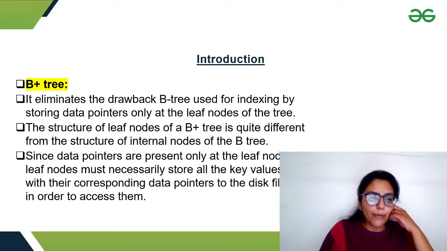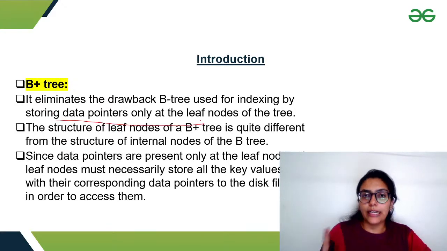It eliminates the drawback B tree use for indexing by storing data pointers only at the leaf node. So in B plus tree data pointers will be there only at the leaf node.